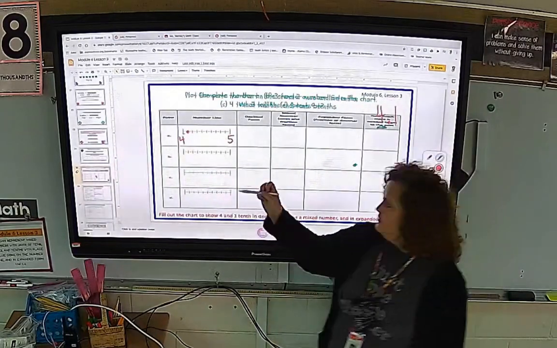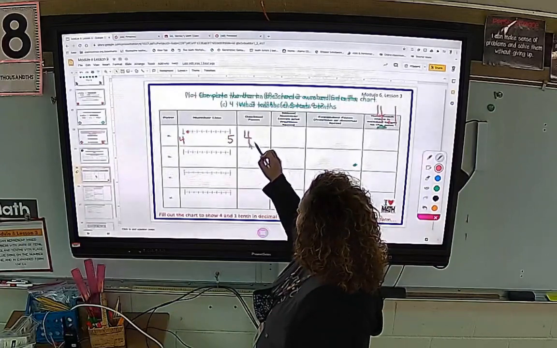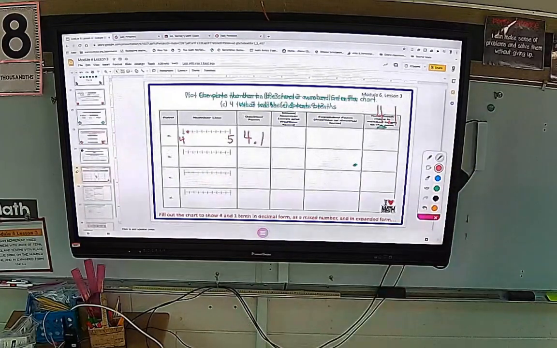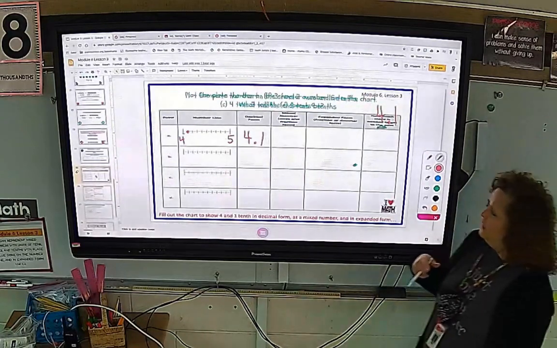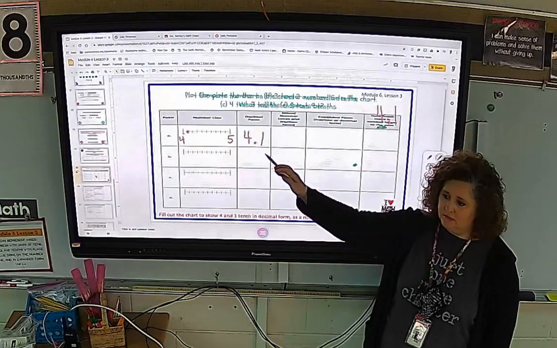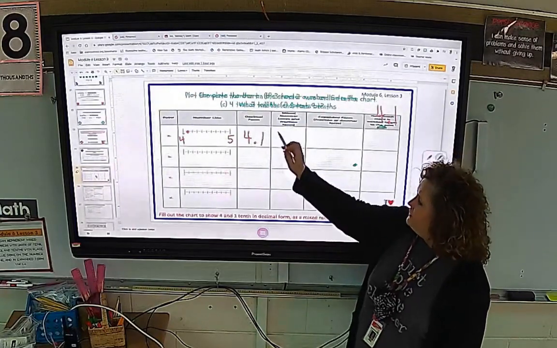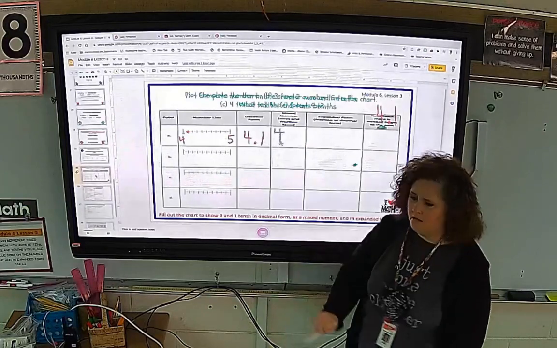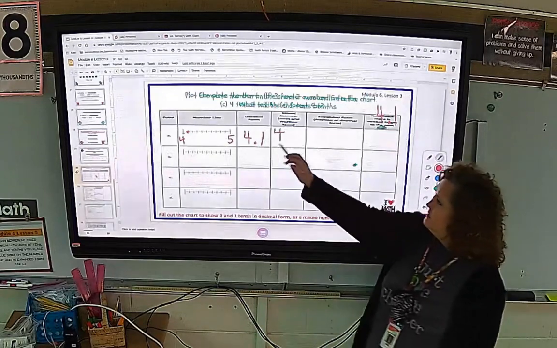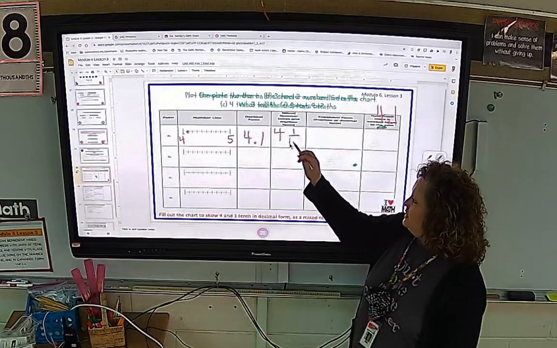Decimal form of the number. 4.1. Not 4.5, 4.1. Okay. What does the next column say? This is mixed number, ones and fractions form. Do we know how to write 4.1 as a fraction? Martin, come around, please. Yeah, so let's write that as a fraction. 4 and what's going to go with that? 1/10, because that 0.1 is the same as 1/10.